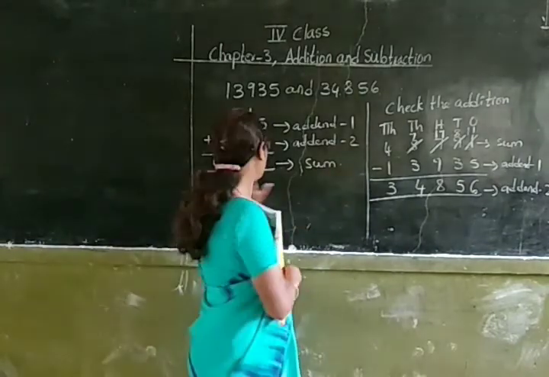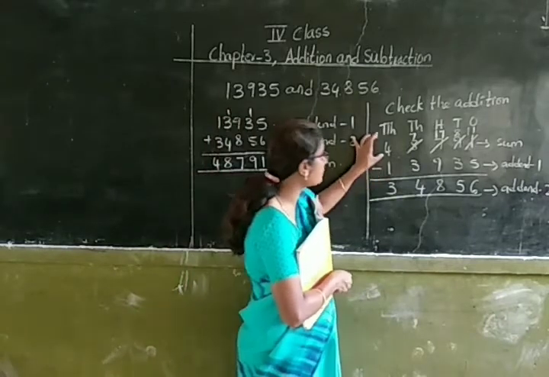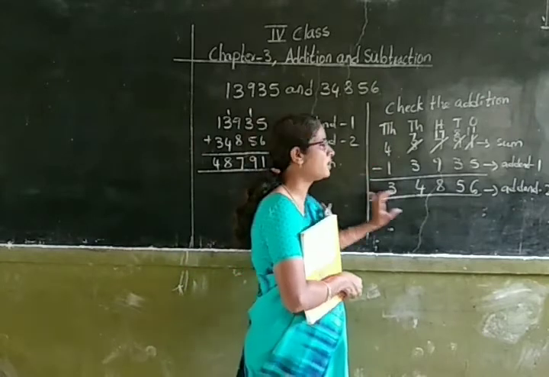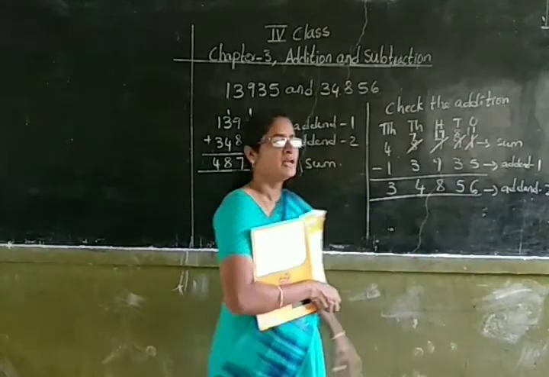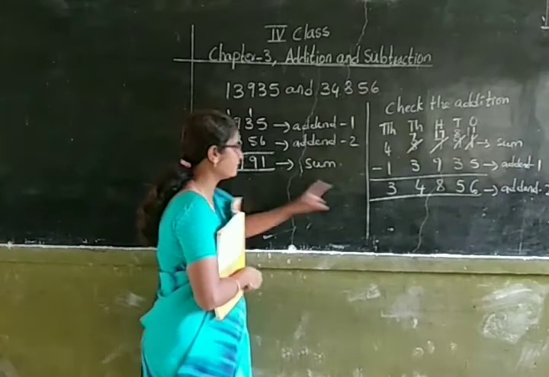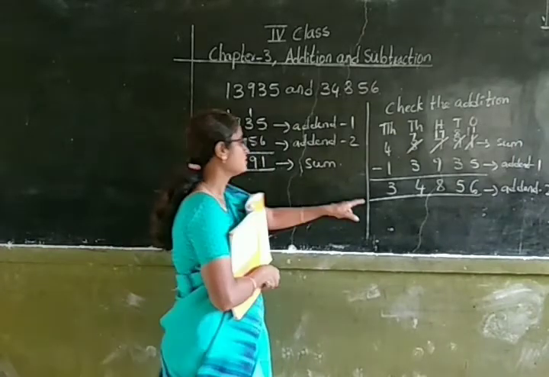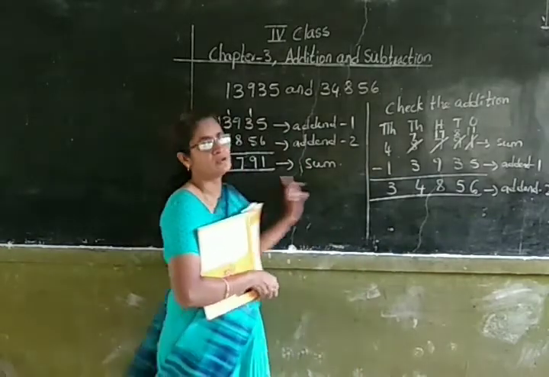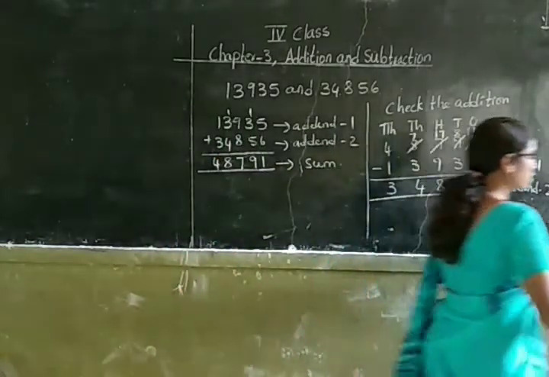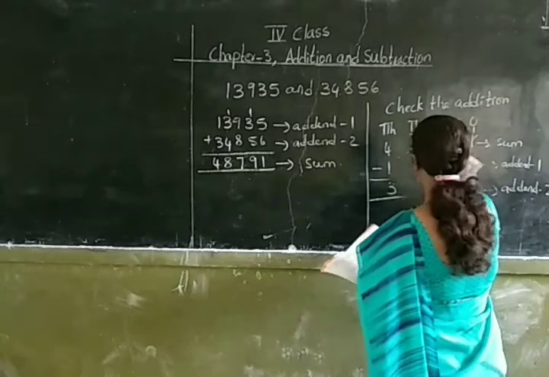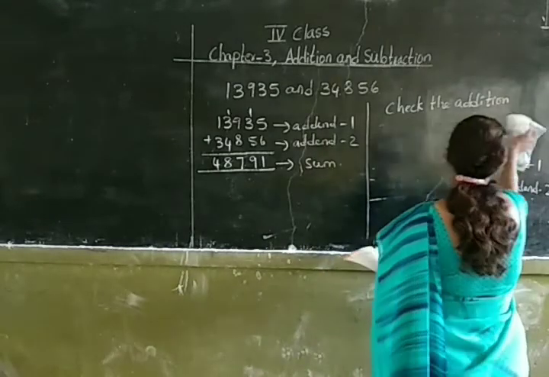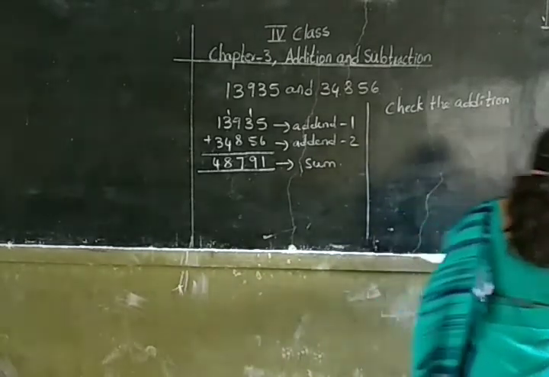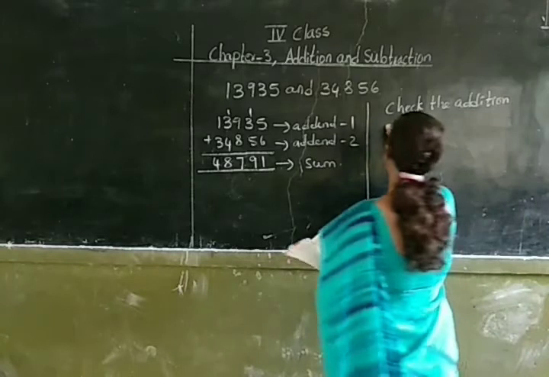What I have done? I have subtracted addend 1 from the sum and I have got addend 2. So I have checked whether my addend 2 is correct or not. So it is correct. So the answer of addition is also correct. Similarly, if you subtract addend 2 from the sum, you will be getting addend 1.